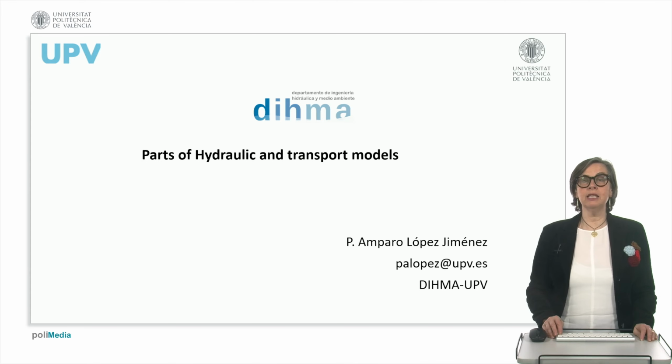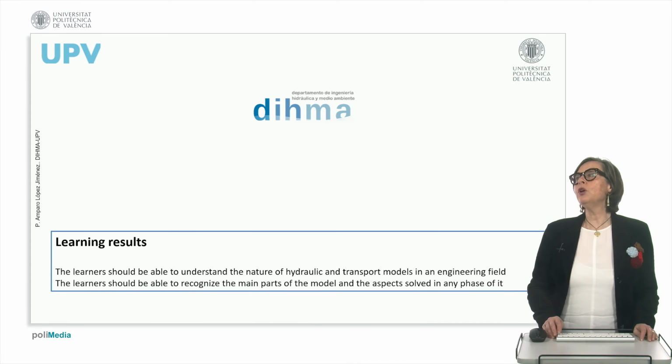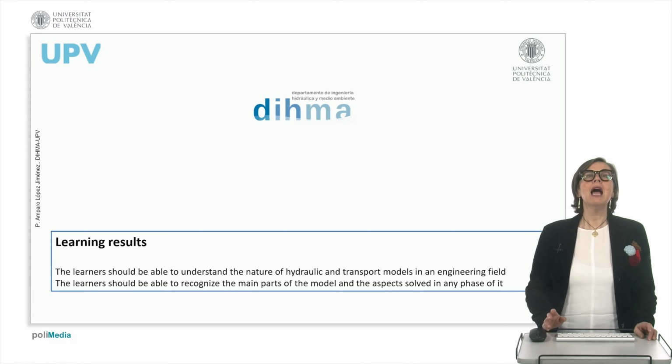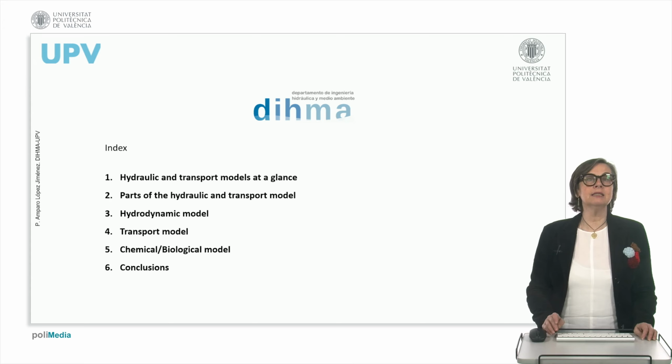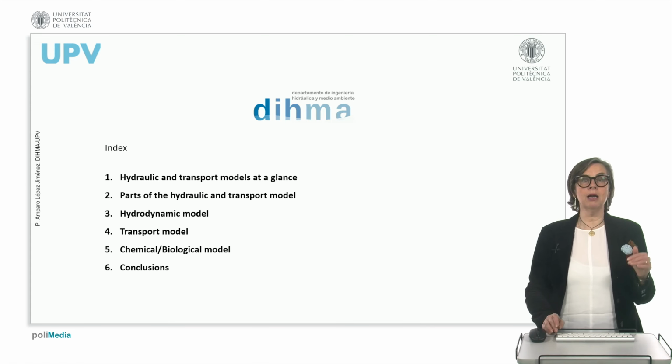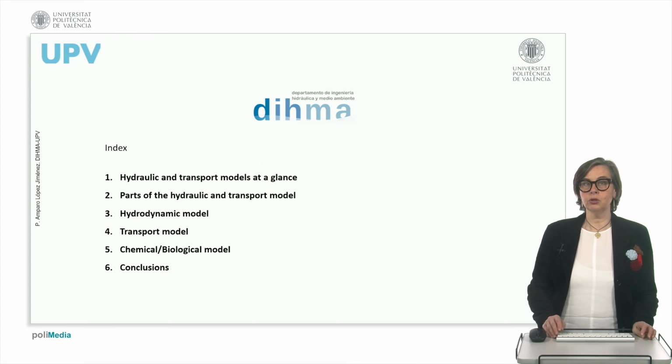Today we will be speaking about the part of hydraulic and transport model in terms of environmental aspects. So when we finish, we will be able to understand the nature of hydraulic and transport modelings in the engineering vision of the problem and to recognize the main parts of the model and the aspects solved in any phase of this modeling situation. So we will be speaking of hydraulics and transport models in general, the parts of this sort of modeling, and these several parts, hydrodynamic, transport and kinetic model, and finally the conclusions.